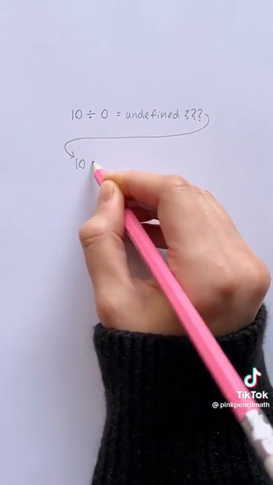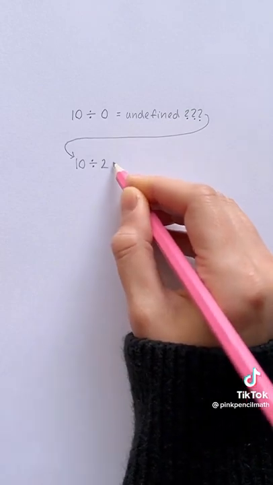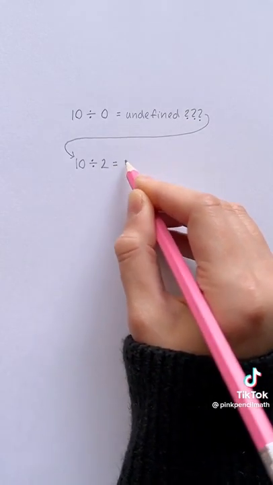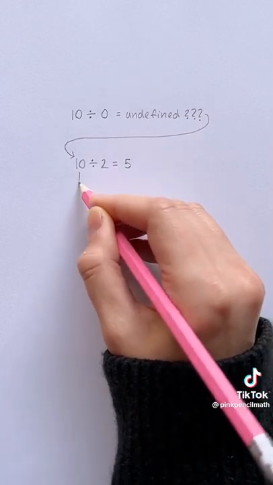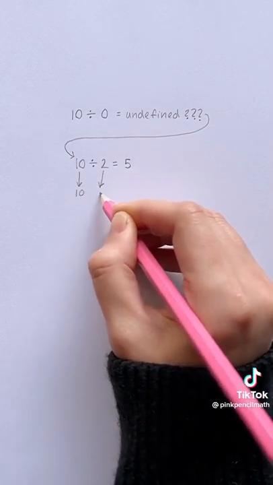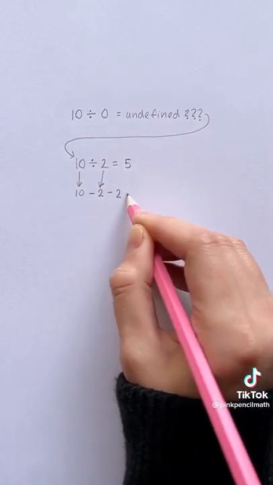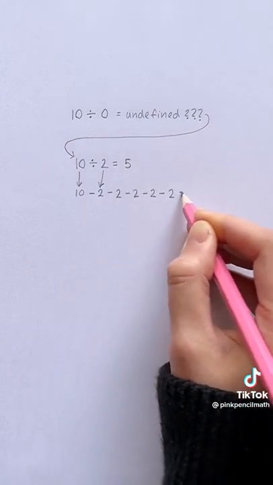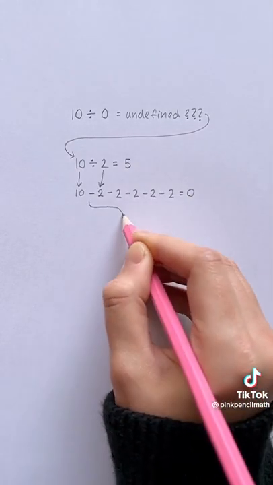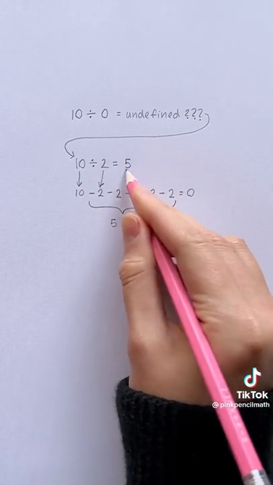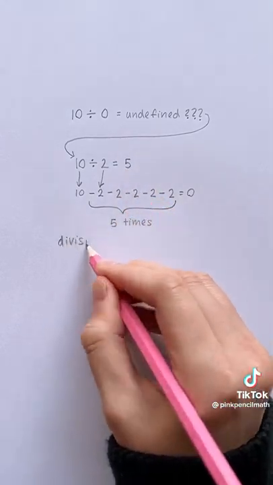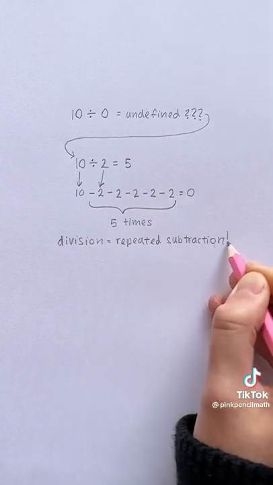If we take 10 again and this time divide it by 2, we know that this is equal to 5. And the reason why it's equal to 5 is because we can take this 10 and then take this 2 and keep minusing 2 all the way down till we reach 0. Now, how many times do we minus 2? 5 times. So that's why 10 divided by 2 is 5. All division is repeated subtraction.